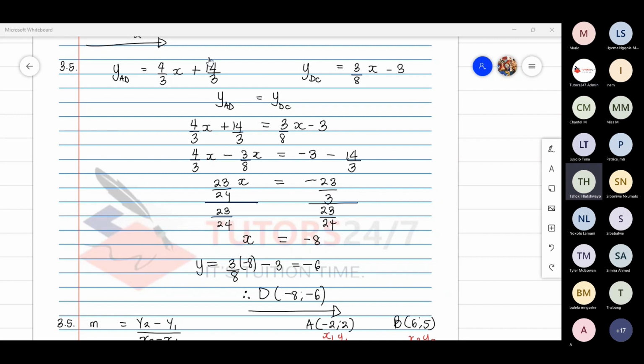Regarding the simultaneous equations, when we are calculating simultaneous equations, we will always be given the equations. Like for instance, DC, we were given that DC is equal to 3 over 8x minus 3. So my question is that when using simultaneous equations, we will always be given the equations that we must use in order to find the coordinates.